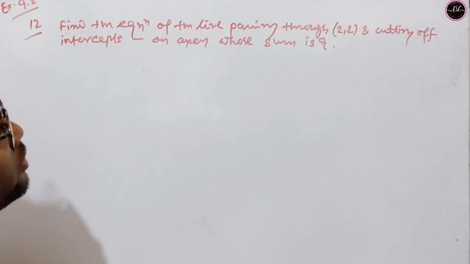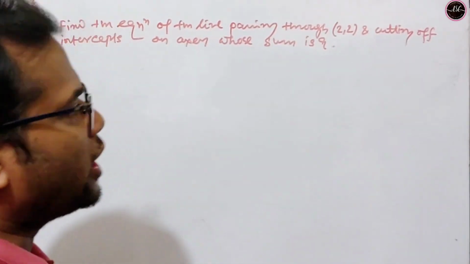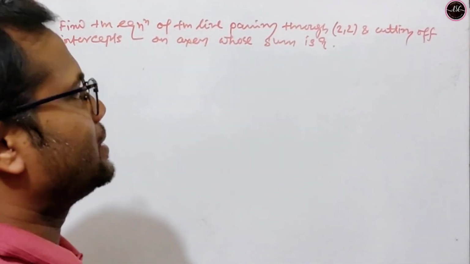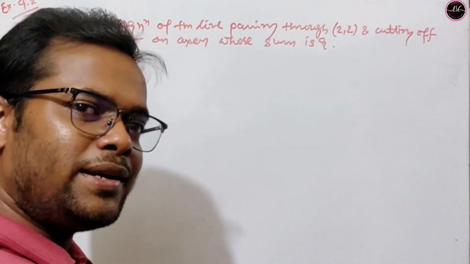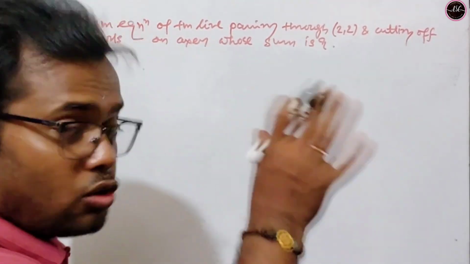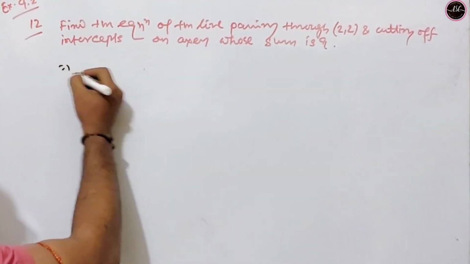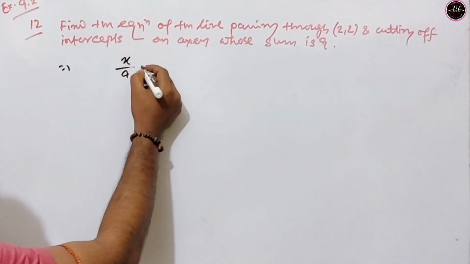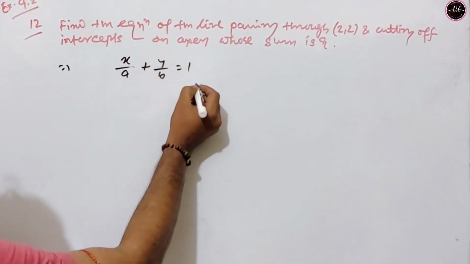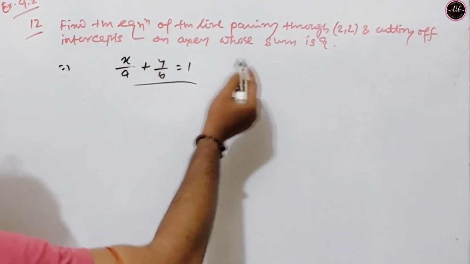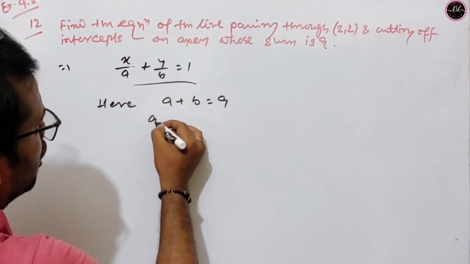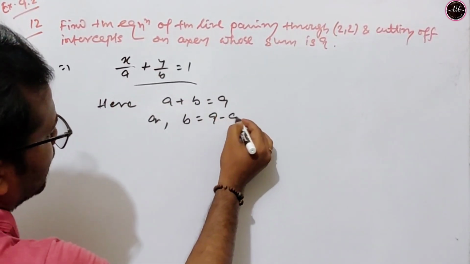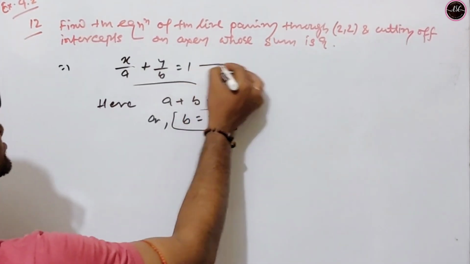Just look at this question. Find the equation of the line passing through (2, 2) and cutting off intercepts on the axes whose sum is 9. That means the x intercept and the y intercept, the summation of these two will be 9. So the common intercept form of the line is x by a plus y by b equal to 1. Here a plus b equal to 9, or b equal to 9 minus a. Just put this value in this equation 1.